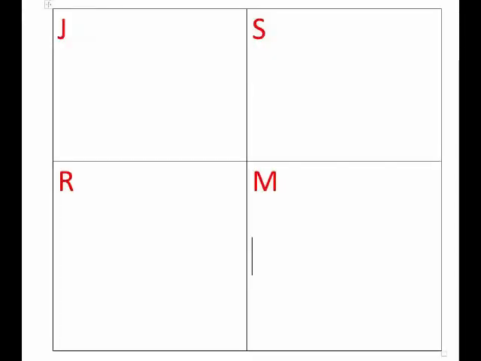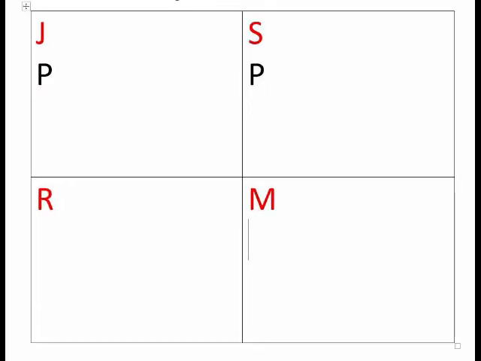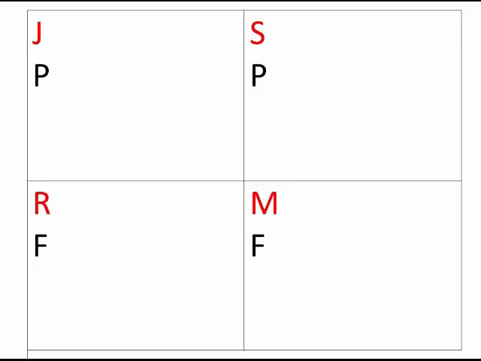So the first thing we need to do is put an initial of each person in each box. Like so. The next thing we need to do is go through the text and sort the information. So John and Sally like pets. So we put a P in the box with John's initial and a P for pets in the box with Sally's initial.